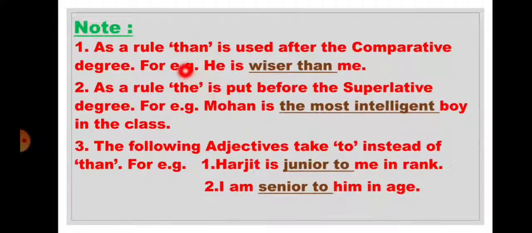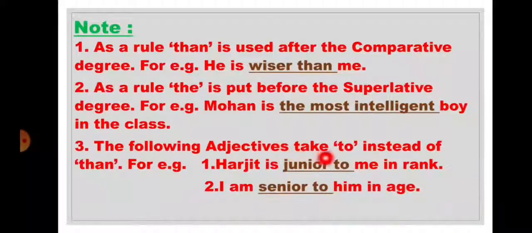Note, as a rule, than is used after the comparative degree. For example, he is wiser than me. So after the comparative degree wiser, we have used than. As a rule, the is put before the superlative degree. For example, Mohan is the most intelligent boy in the class. So here, most intelligent boy. Before that we have used the word the.